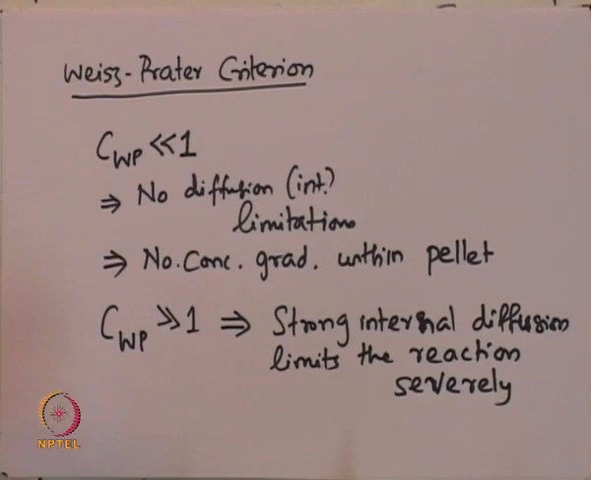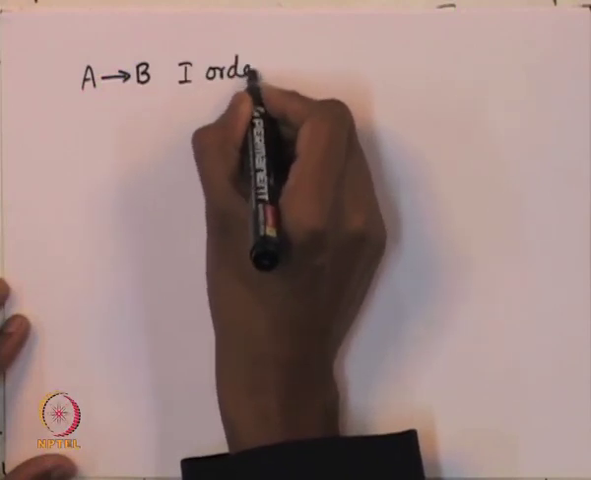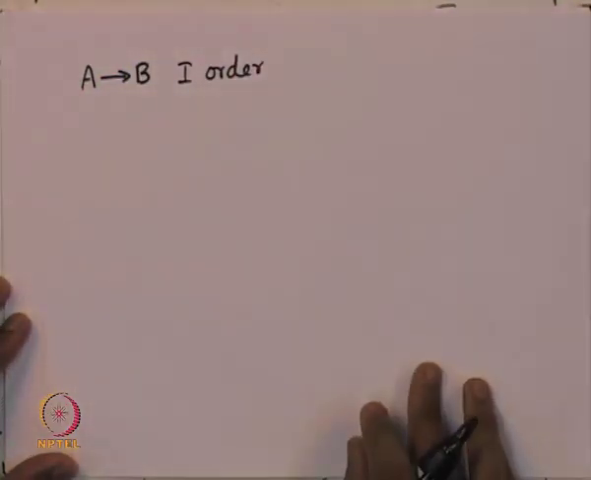It is also important to note that while the Weisz-Prater criterion can be used for non-first order reactions, the effectiveness factor and Thiele modulus for such reactions cannot be obtained using the method illustrated in this lecture. So, let us look at a specific example. Let us consider a first order reaction A going to B.